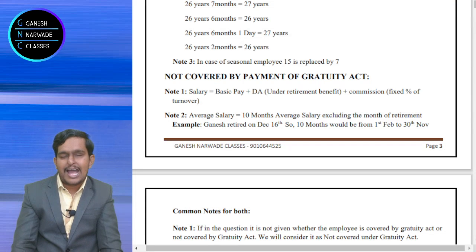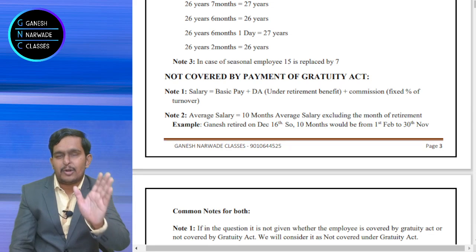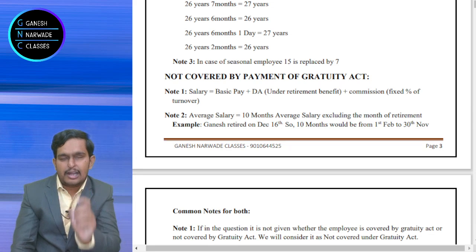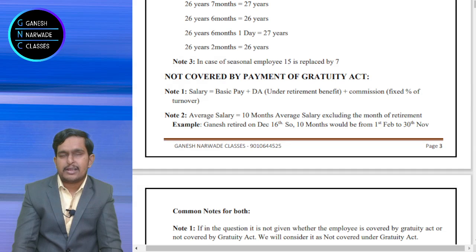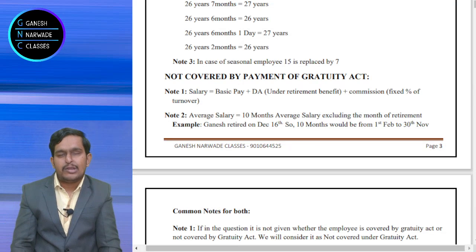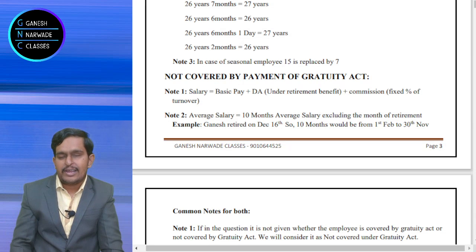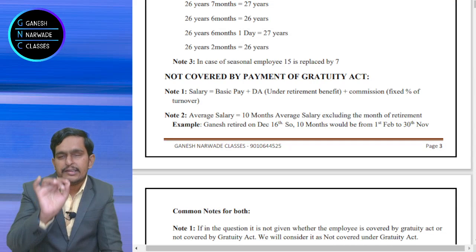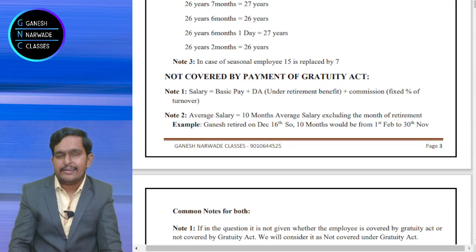Now come to the next thing, average monthly salary, for those not covered by gratuity. The third point. What is it? Average monthly salary. Salary, you know: basic pay, DA retirement, commission as percentage of turnover. Then what is average? Average is 10 months average salary. So 10 months from where? Ignore the month of retirement.